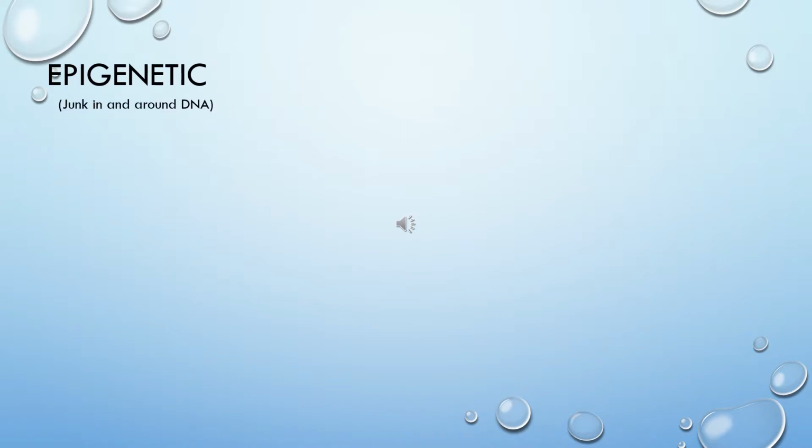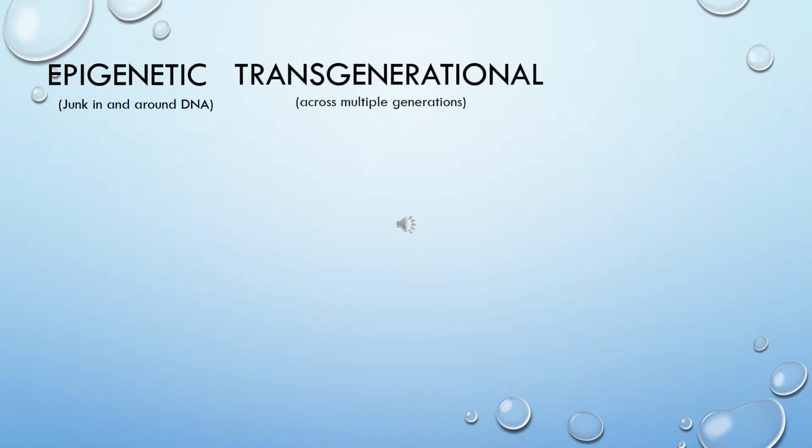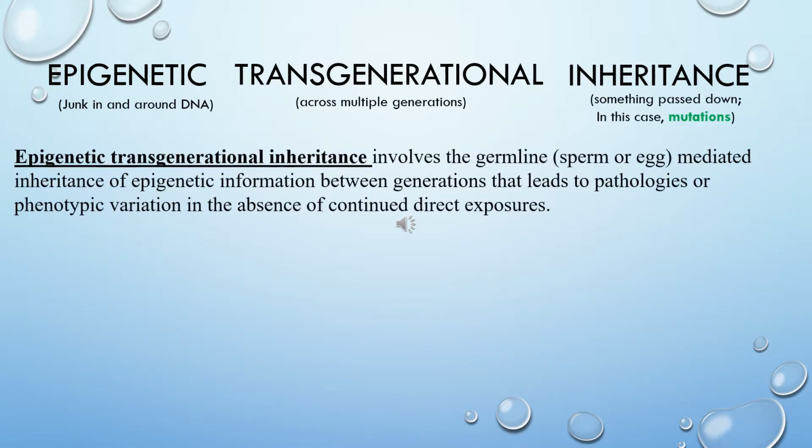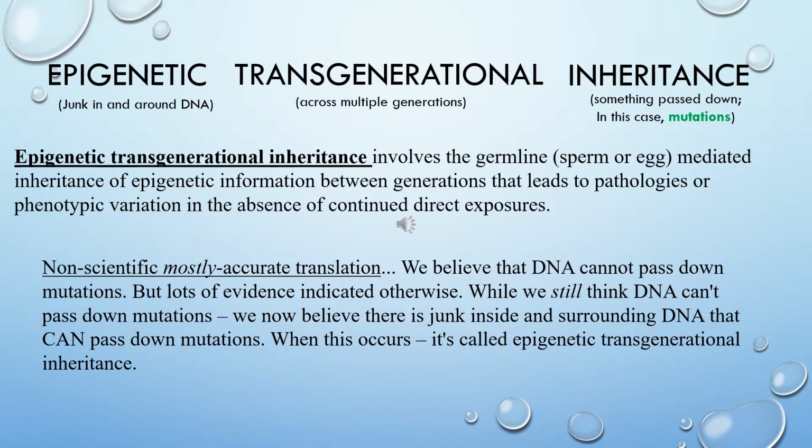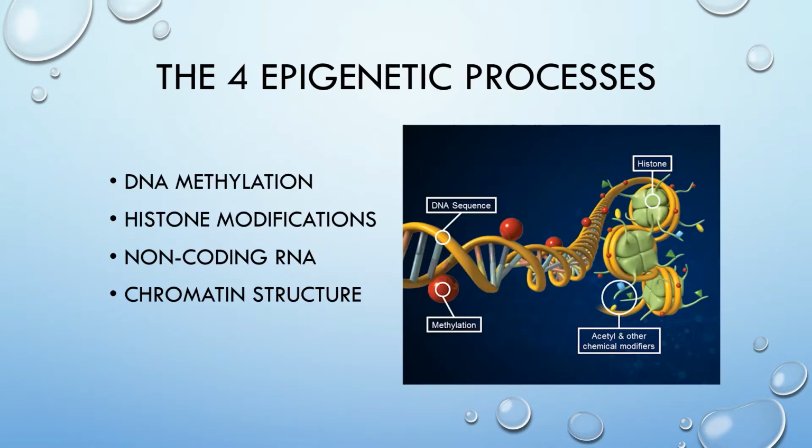Looking at the term epigenetic transgenerational inheritance, we can see that epigenetic refers to material that is in and around the DNA. Transgenerational means across multiple generations, and inheritance, of course, means something that's passed down, in this case, mutations. So we have this belief that DNA cannot pass down mutations. The information in our article did not conflict with that. It just added that there's material in and around DNA that is replicated during the DNA replication.